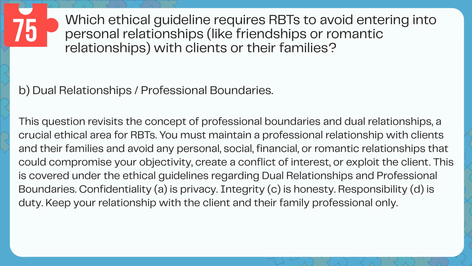Explanation. This question revisits the concept of professional boundaries and dual relationships, a crucial ethical area for RBTs. You must maintain a professional relationship with clients and their families and avoid any personal, social, financial, or romantic relationships that could compromise your objectivity, create a conflict of interest, or exploit the client. This is covered under the ethical guidelines regarding dual relationships and professional boundaries. Confidentiality, A, is privacy. Integrity, C, is honesty. Responsibility, D, is duty. Keep your relationship with the client and their family professional only.